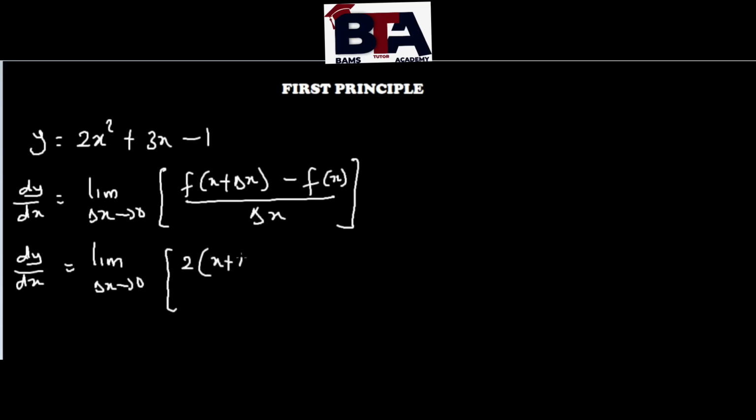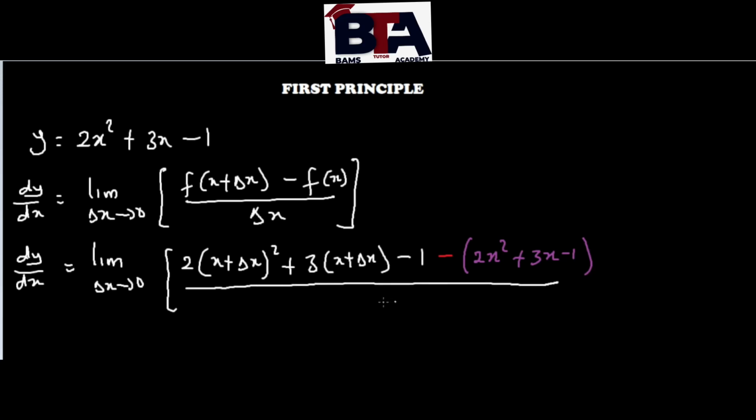x plus change in x, raised to power 2, plus 3 times x plus change in x, then minus 1. That's just your f of x plus change in x. So I'll now do minus the whole function, 2x squared plus 3x minus 1. I actually did it in a different color so that we can really understand the difference between these functions.